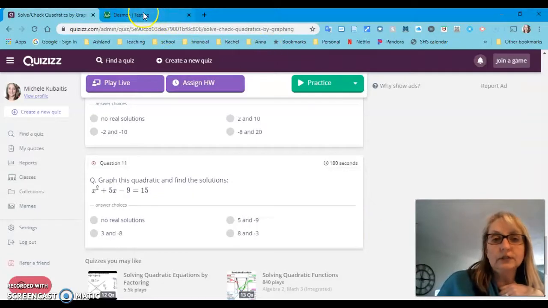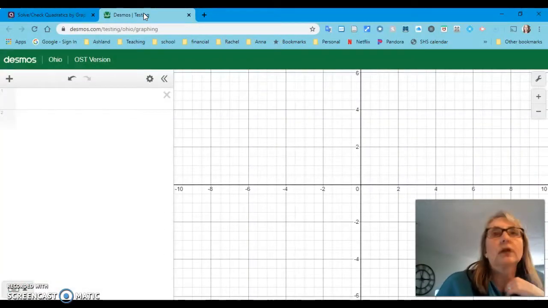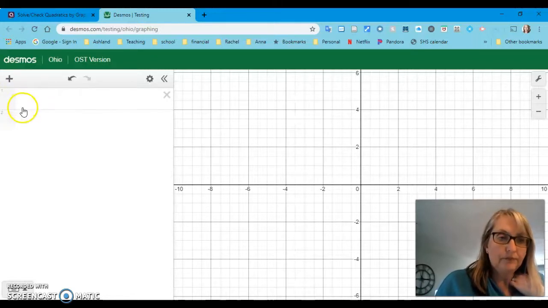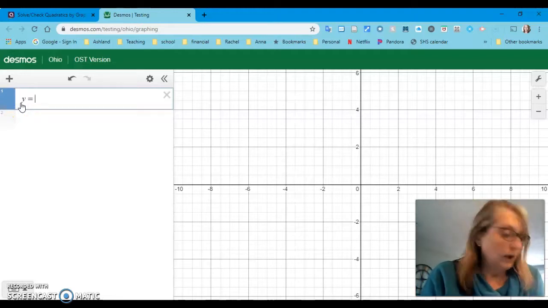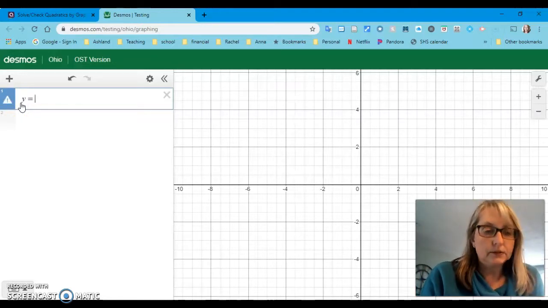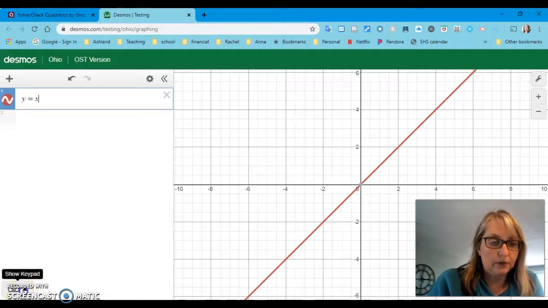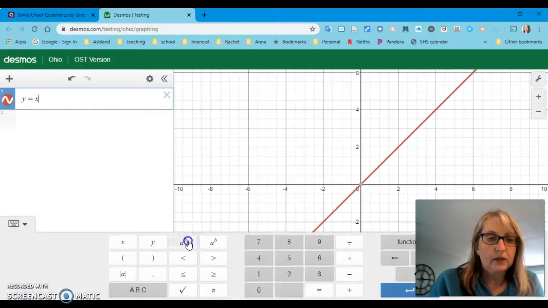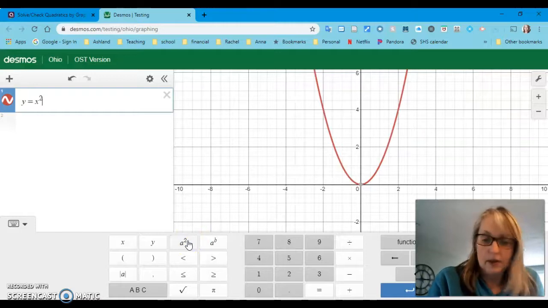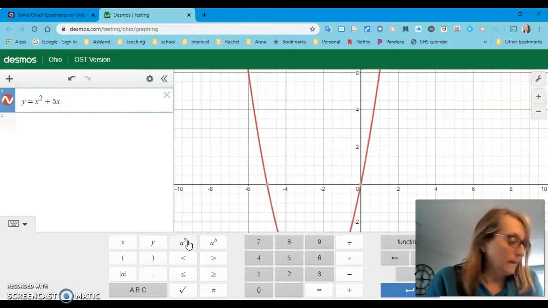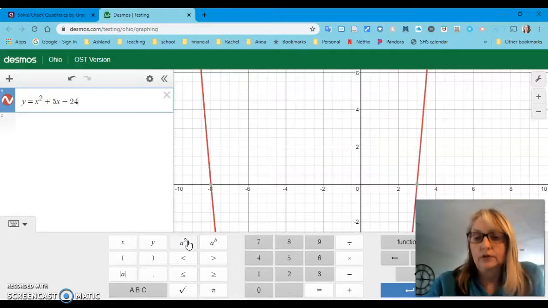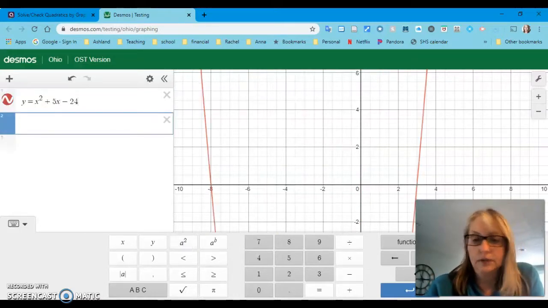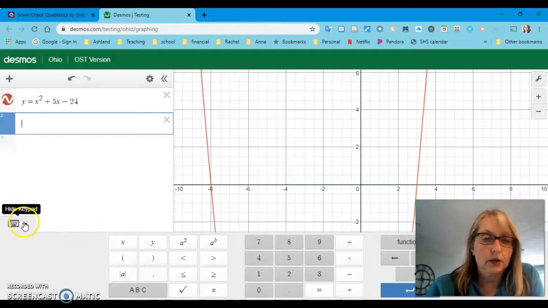So I'm going to go into Desmos and I'm going to graph that. You can do that either in Desmos or you can do it in your graphing calculator. I'm going to type in my equation here. Y equals, it was x squared. Let me bring up my little keyboard here. X squared plus 5x minus 24. Okay, and I'm going to look for my solutions. I can hit enter and I can close my keyboard.